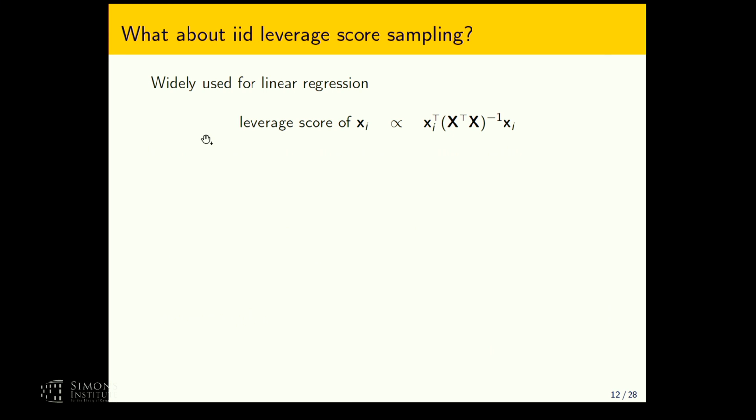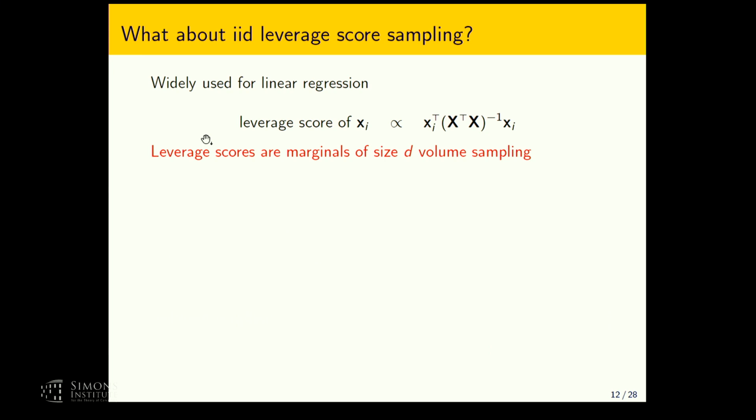So what happens? This is IID sampling. We define a weight for each point. It turns out there's a very deep connection between leverage score sampling and volume sampling. Specifically, the leverage scores are marginals of volume sampling, which means that if I sample a set according to volume sampling, I can ask what is the probability of a particular row being in that set. And that probability exactly is the leverage score.